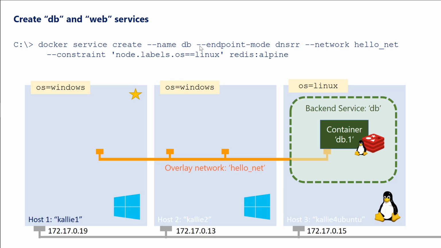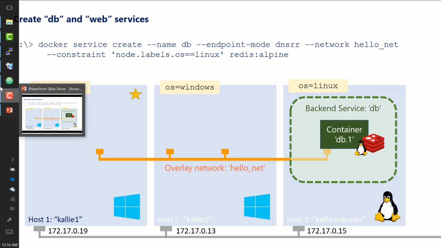And then I have the endpoint mode DNSRR, so I'm setting the internal load balancing strategy for the service to be DNS round robin. I'm attaching the service to the HelloNet network that I just created. I'm also constraining the service to run only on Linux because it's a Linux-based service.